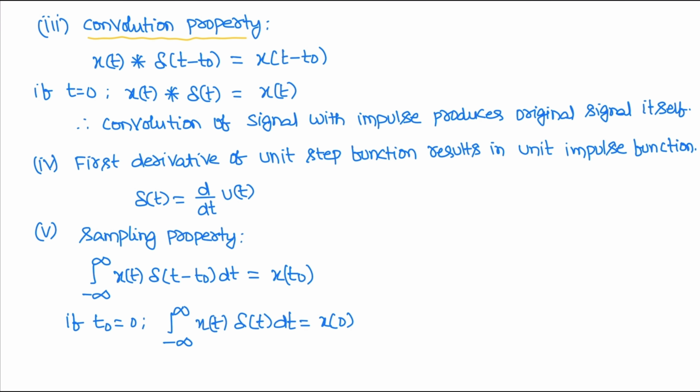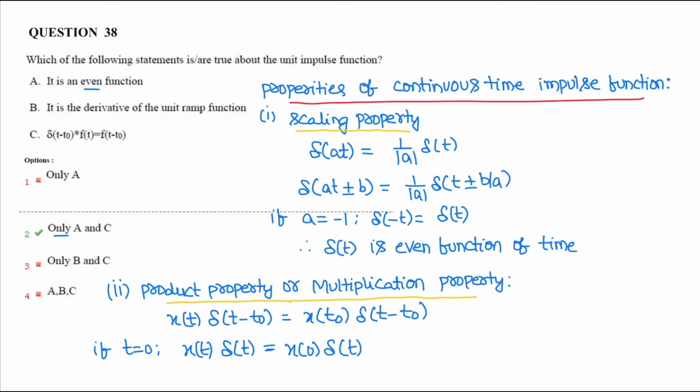So these are the 5 different properties: the first derivative of the unit step function gives the impulse, and this is the sampling property. Sampling property, derivative property, convolution, multiplication property and scaling property. From these properties, the question has been asked related to the unit impulse signal.